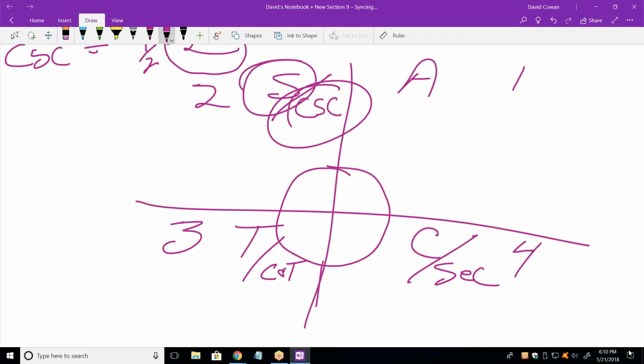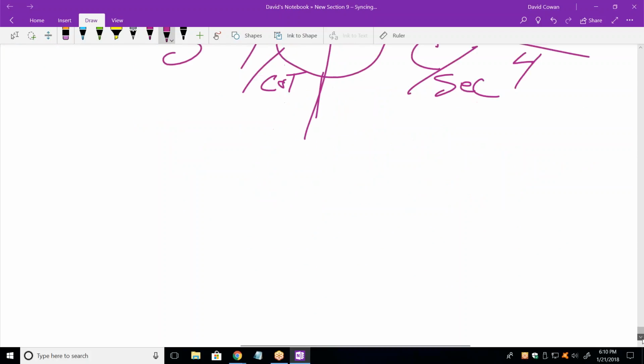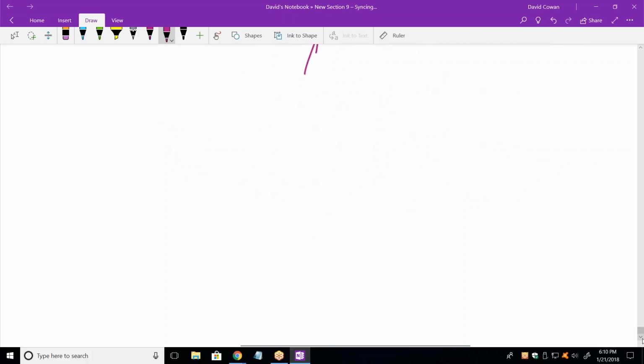Okay. What else? Let's see, another one. It says, given sine of theta is 1/3, find all 6 trig functions. Does it tell you what quadrant theta is in? Because you need that.